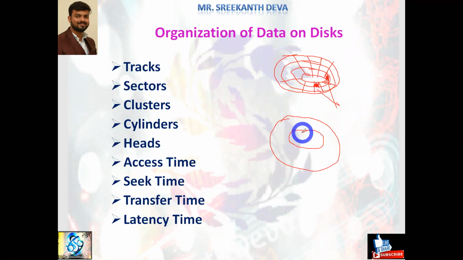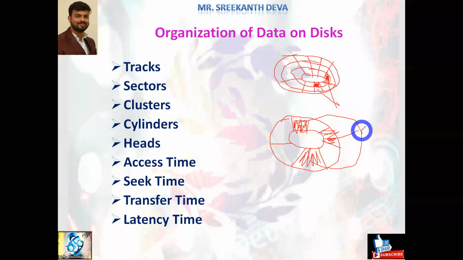Assume it is a platter on a spindle, and on that I divide the track into sectors. This block, this area, we may call a sector. Multiple sectors are there. The combination of these multiple sectors we may call a cluster. Sectors are often grouped together to form clusters.